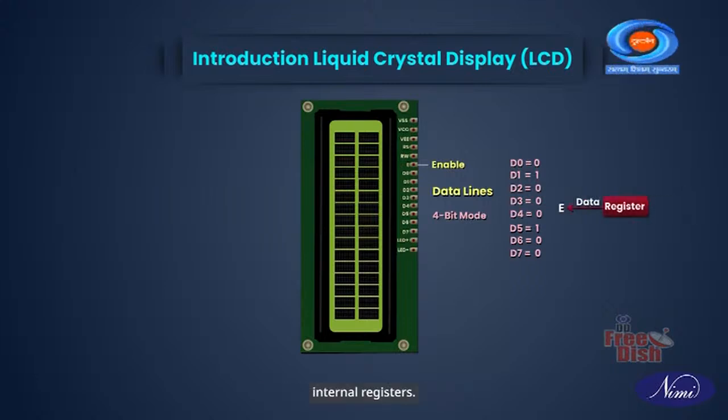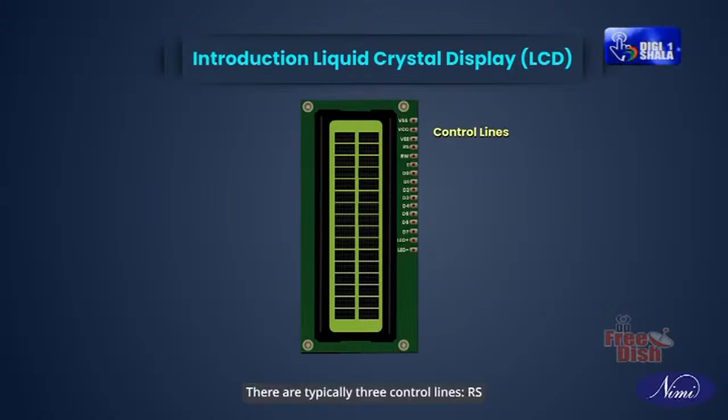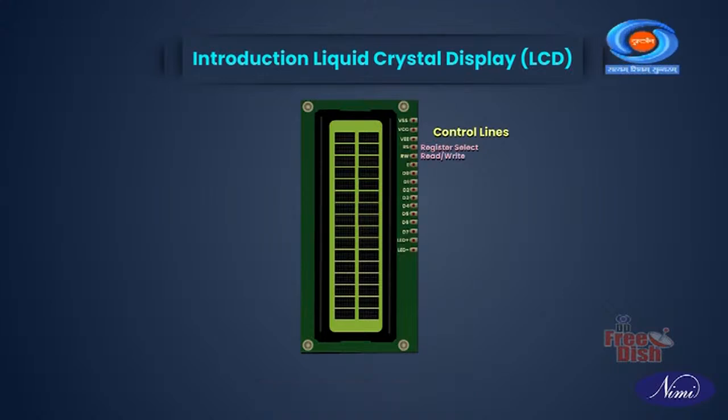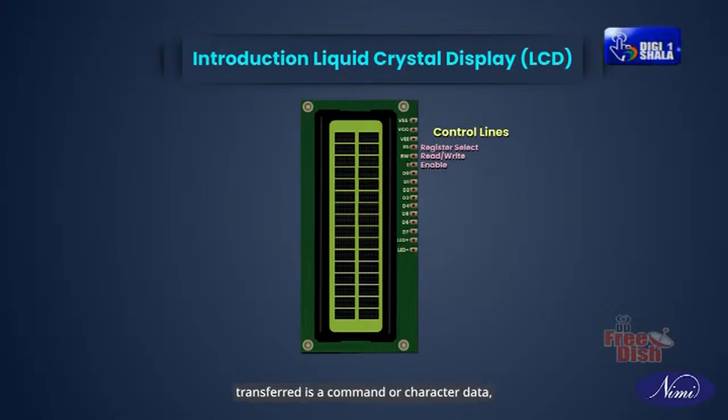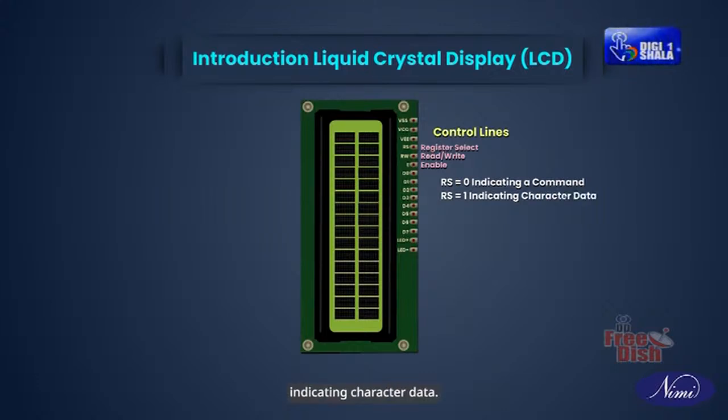the LCD's internal registers. The control lines in an LCD interface with an 8051 microcontroller play a crucial role in managing data transfer and control operations. There are typically 3 control lines: RS register select, RW read or write, and E enable. RS determines whether the data being transferred is a command or character data, with RS equal to 0 indicating a command and RS equal to 1 indicating character data.